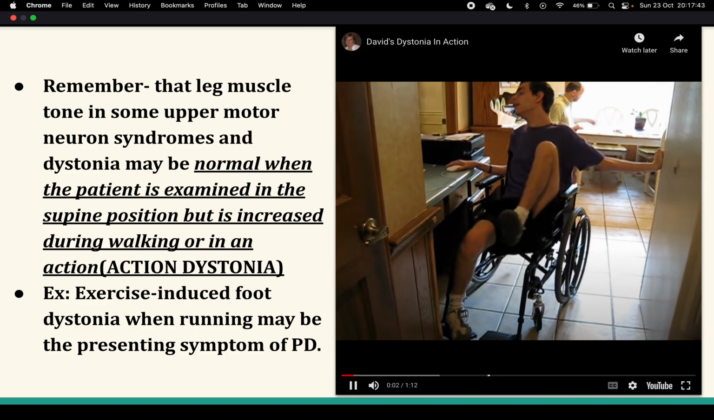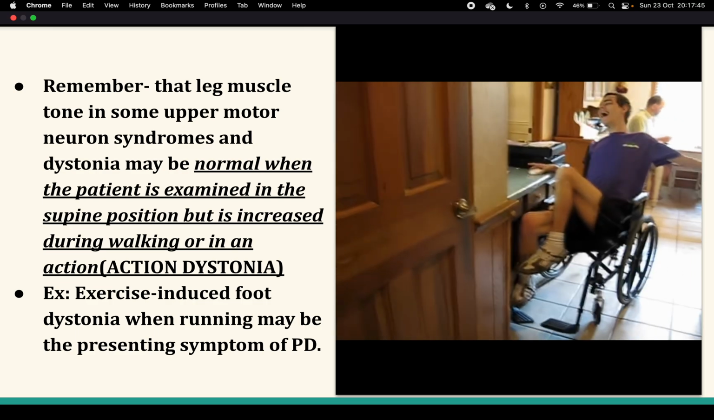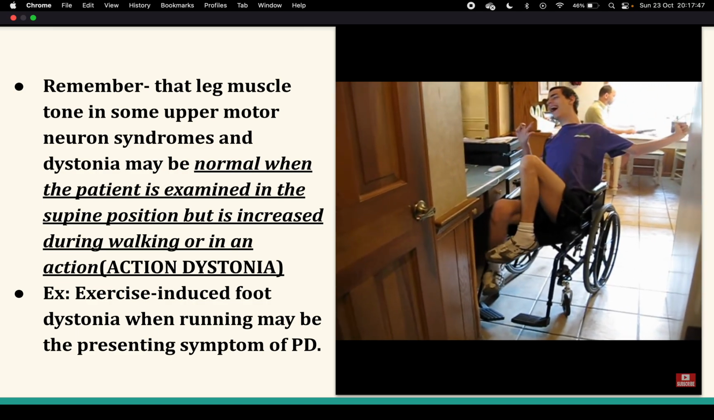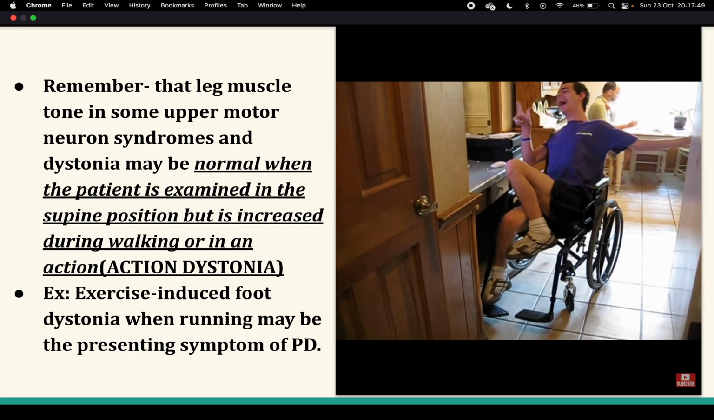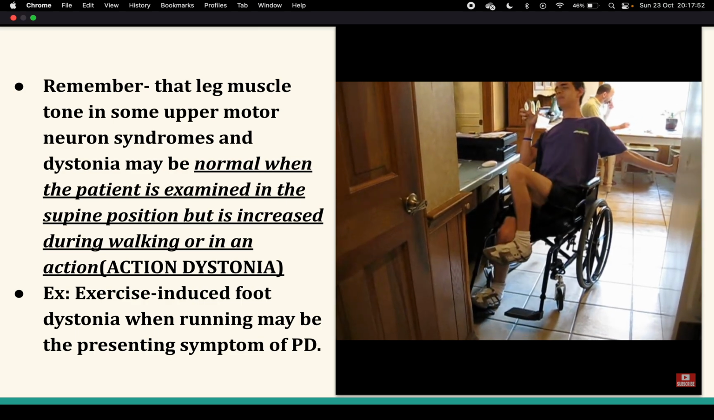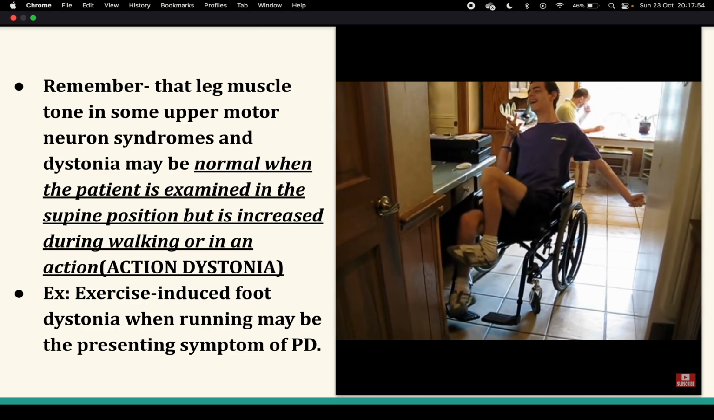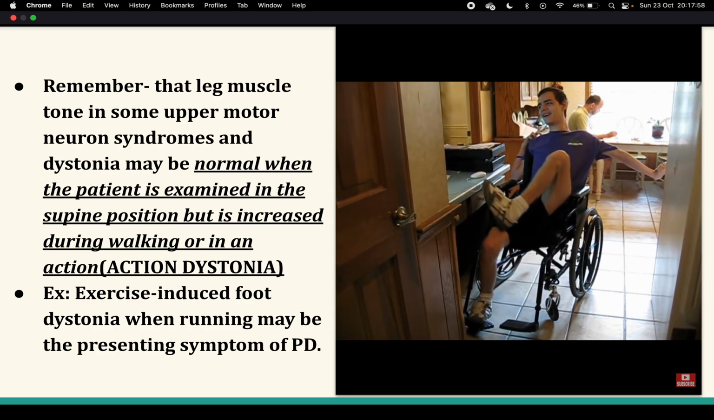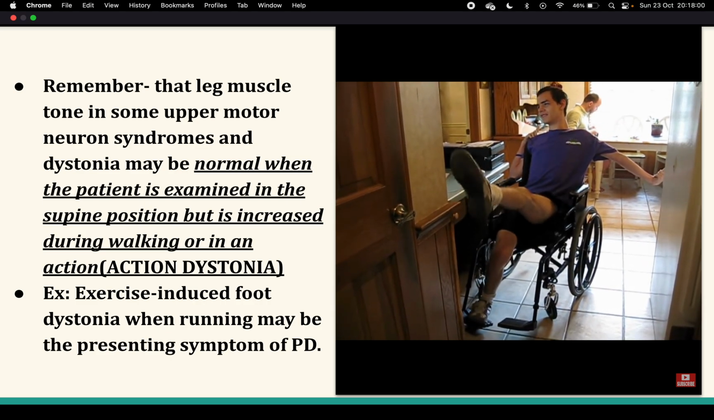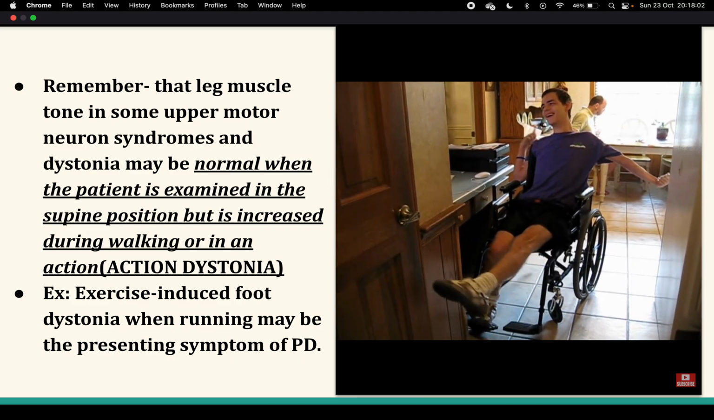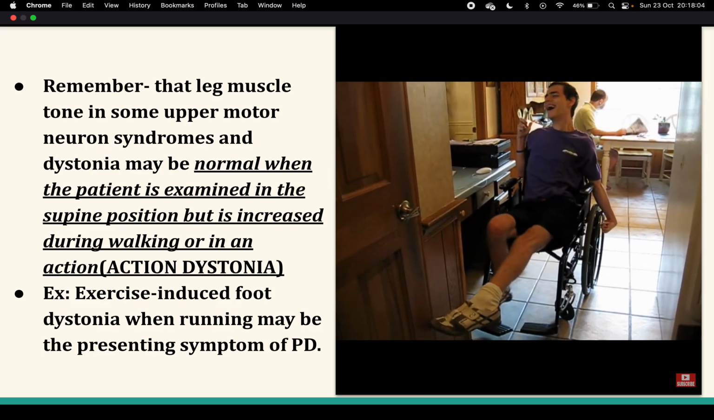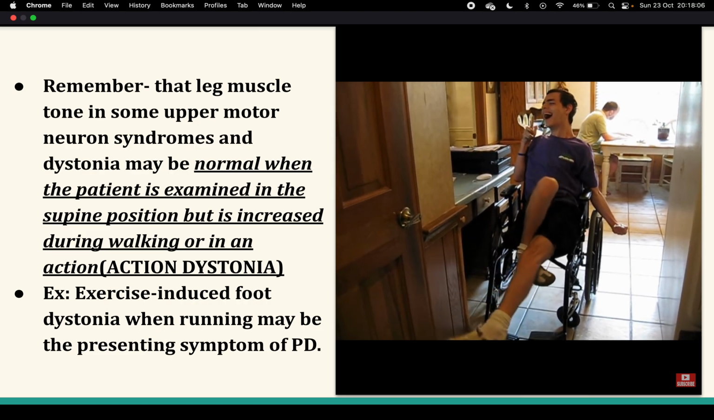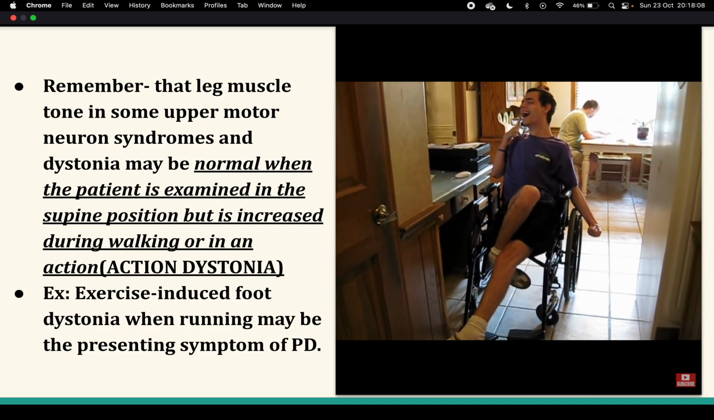Remember, leg muscle tone in some upper dystonia may be normal when the patient is examined in the supine, but it is increased during walking or in action. This is action dystonia. See, the patient is having dystonic movements of left upper limb, also both of the legs.